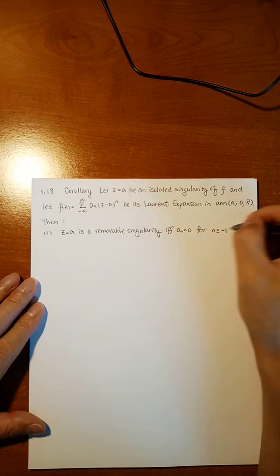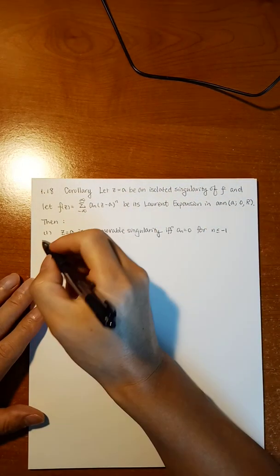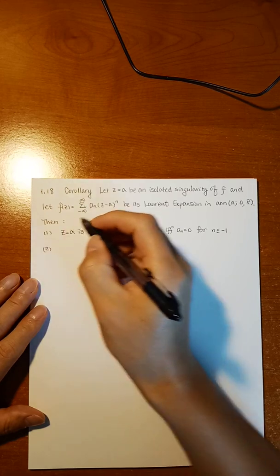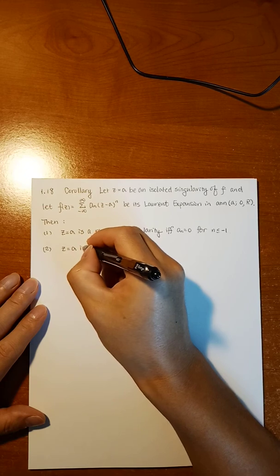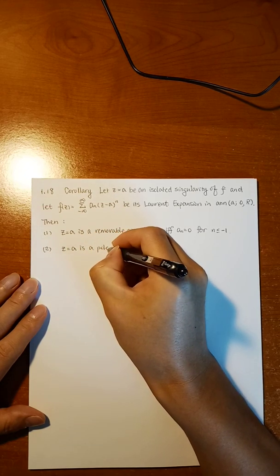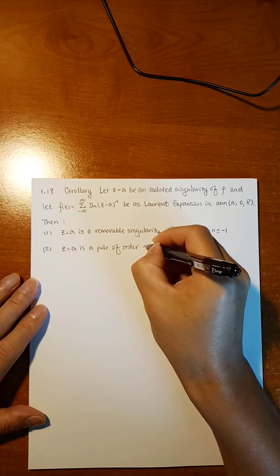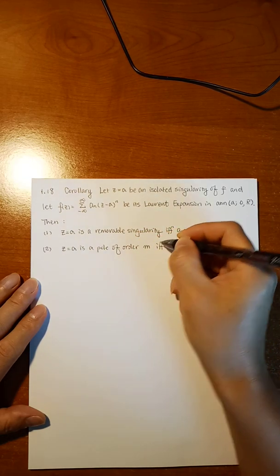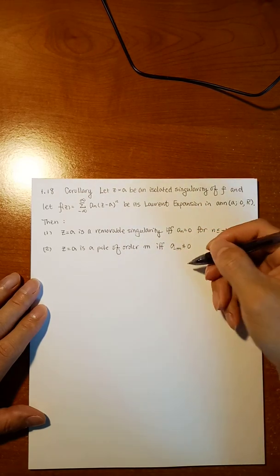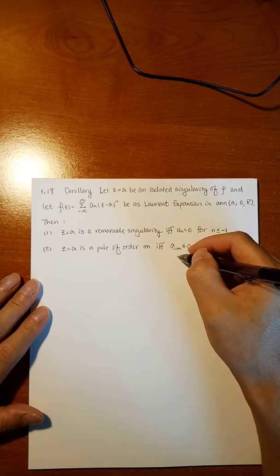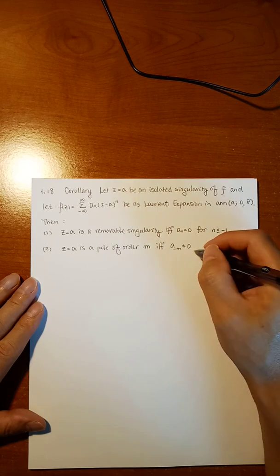So basically, if there's no negative exponent part, then that's a removable singularity. And 2, z equal to a is a pole of order m if and only if a sub negative m is not equal to 0. So be careful, m is always non-negative. So negative m is a negative exponent term.